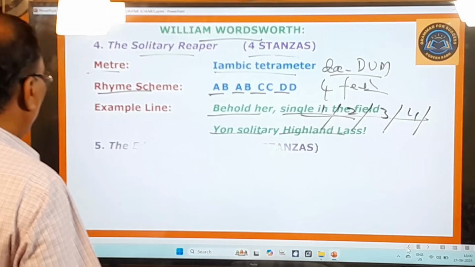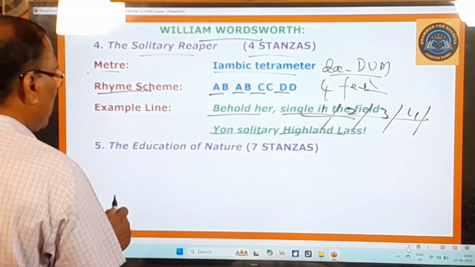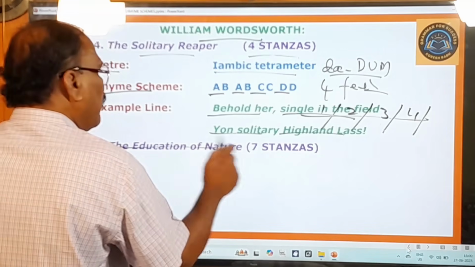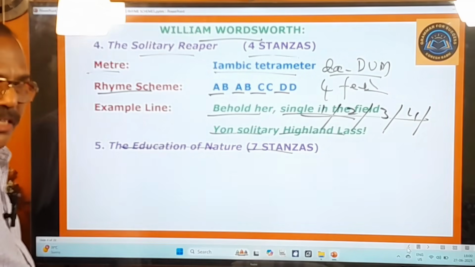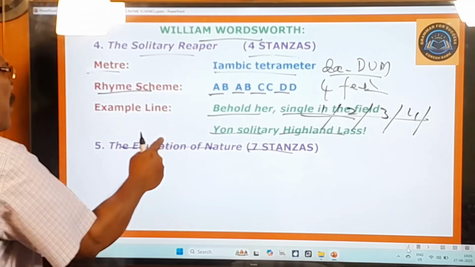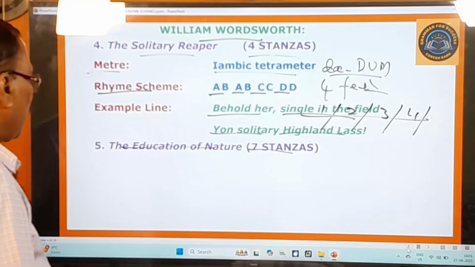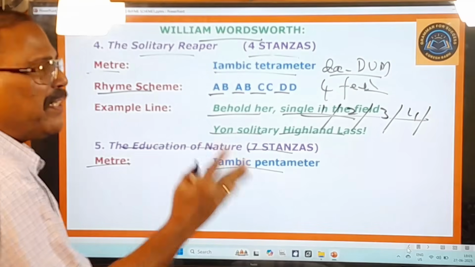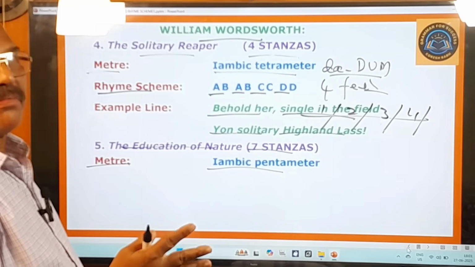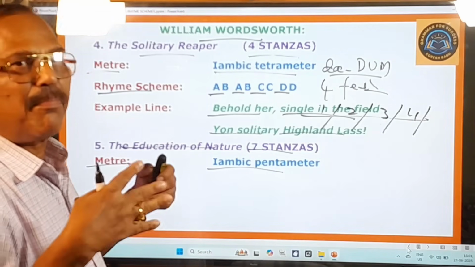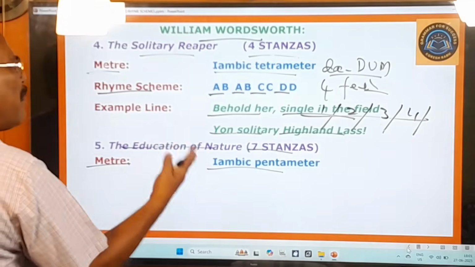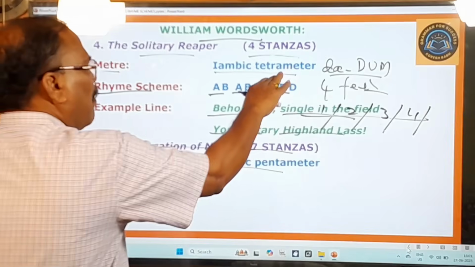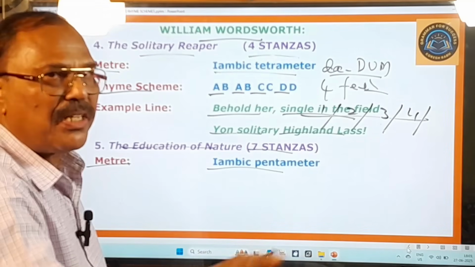And one more poem of William Wordsworth is The Education of Nature. In this poem, there are as many as 7 stanzas. Okay, what meter is followed by the poet in this poem? Here you pay attention. The meter is iambic pentameter again. This iambic pentameter is a very popular meter that is followed by most of the poets. Wherever you go, you come across only this iambic pentameter, iambic tetrameter, iambic trimeter, and only such things you can find.